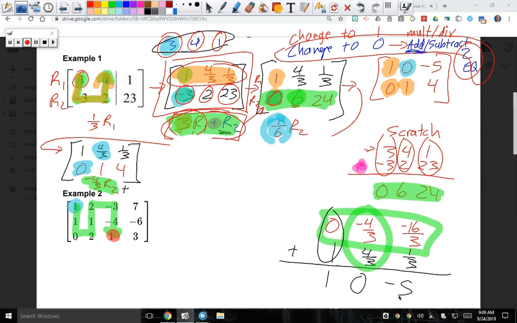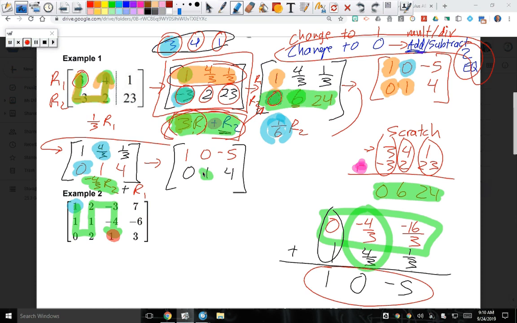So what did we do just now? We took -4/3, multiplied it by row 2, and then we added row 1 to that to get this new row 1, which is down here, which is 1, 0, -5. Row 2 stayed the same. Even though we used it, we weren't changing row 2. And it takes about 3 problems for you to understand it. So if you don't get it this first time, no worries, guys.